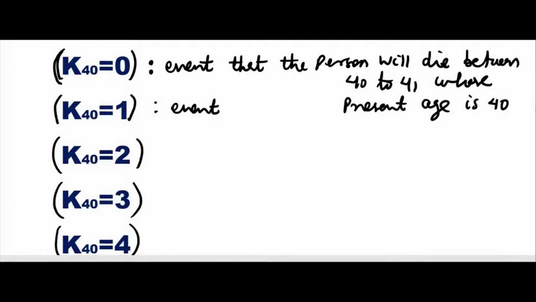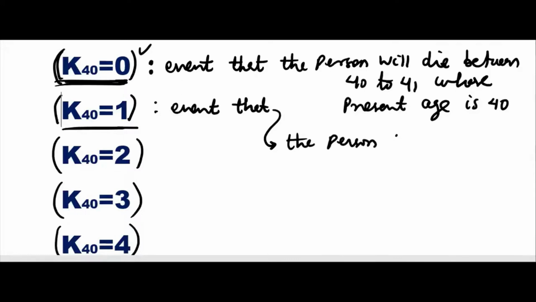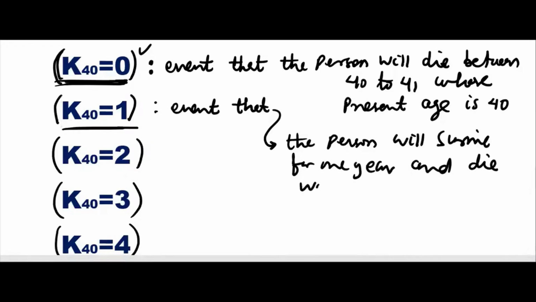So what is K40 equal to 0? This is an event. The event that the person will die within 40 to 41, whose present age is 40. He was unable to make at least 1 year. He died before 1 year, within 1 year. So K40 will be 0. How about this event that the person will survive for 1 year? The person will survive for 1 year and die within the next year.